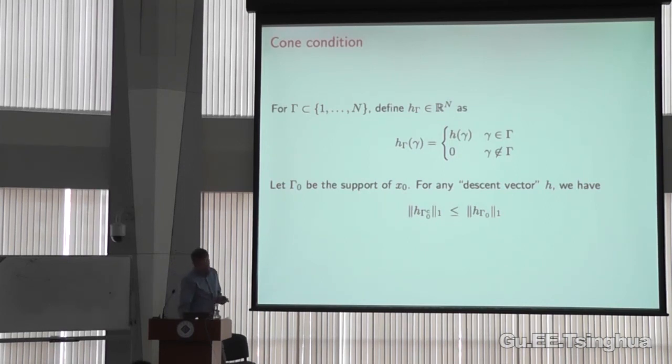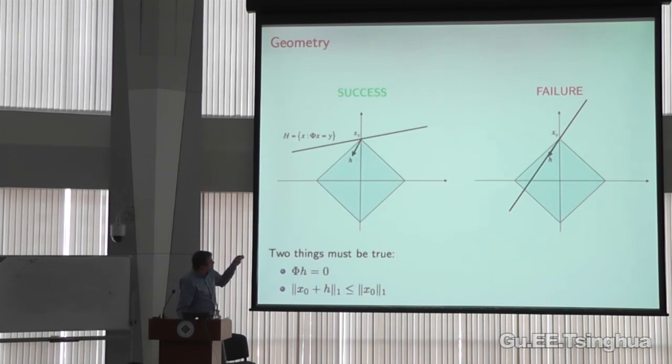Right? So in some sense, what's that saying? You can kind of see that here. What it says in R2 is it means the direction of h has to have more verticalness in it than it has horizontalness in this case. So since x naught is supported on this vertical axis, h has to be more aligned with the vertical axis than the horizontal axis.